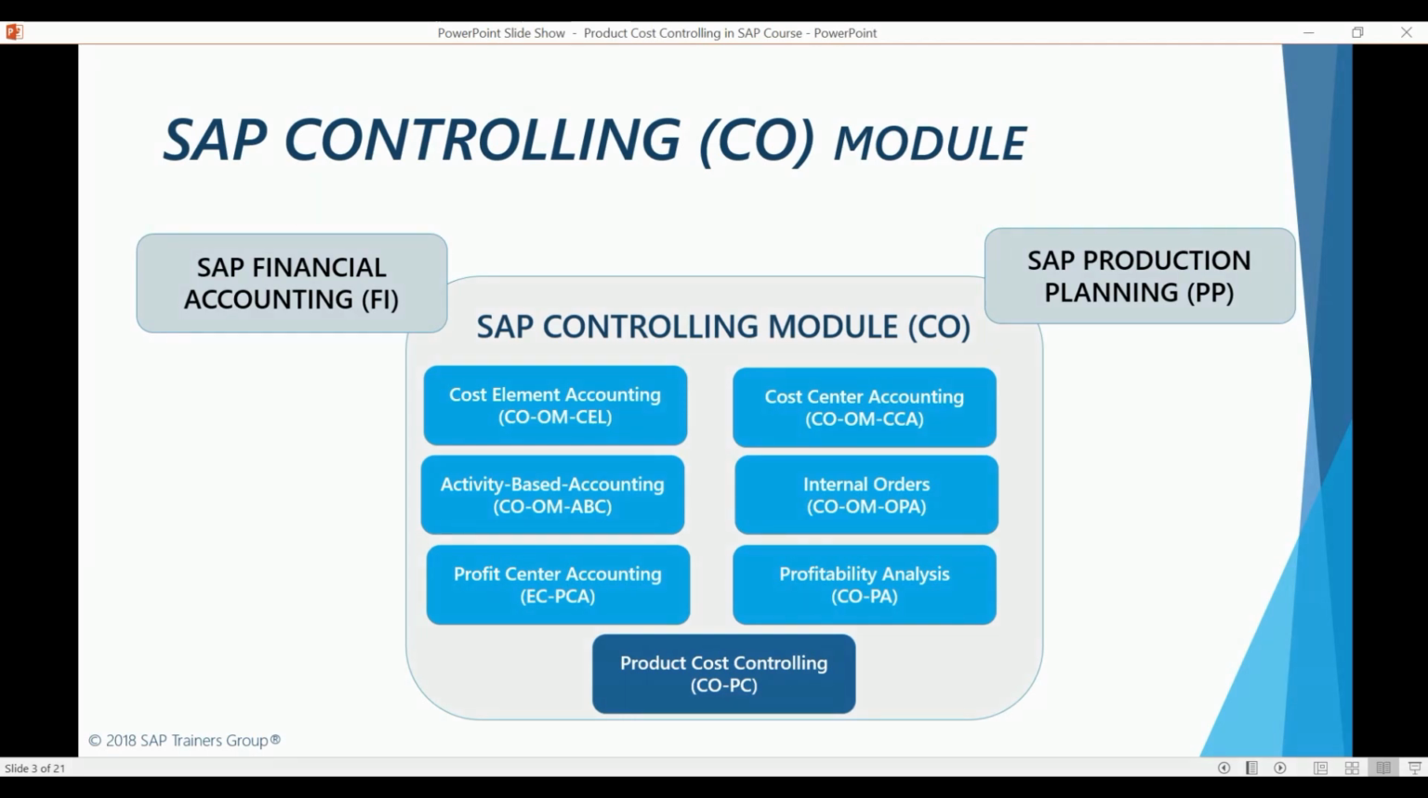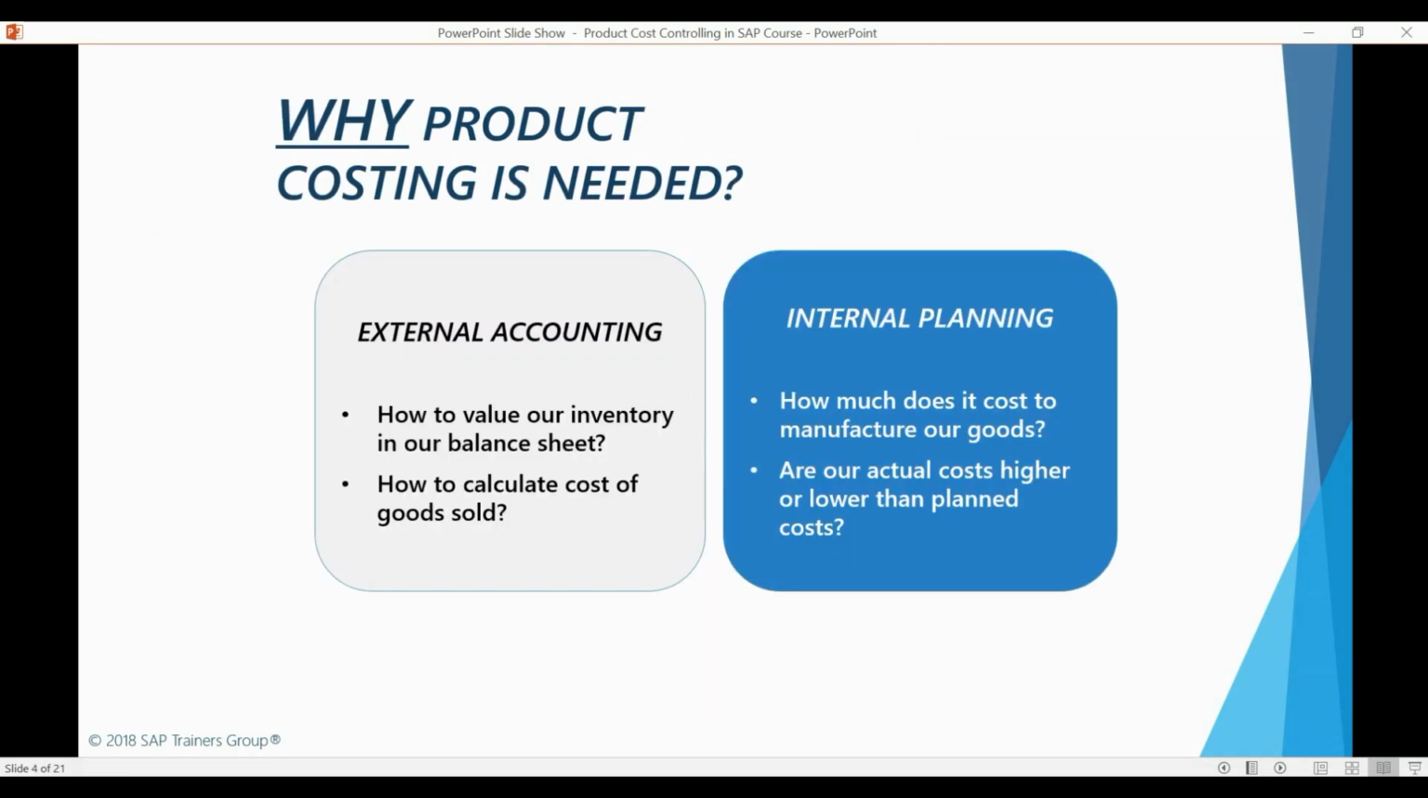Controlling is closely associated with financial accounting and production planning modules. When we discuss the actual cost during the last part of this course, we will see how all these modules are working together. So why do we have this submodule related to product costing? Product costing is needed for both external accounting and internal planning and decision-making reasons.